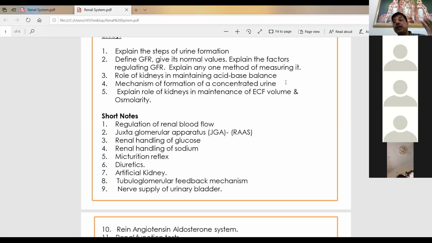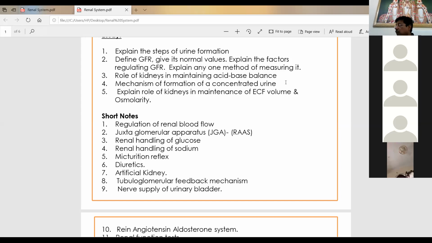Endocrine hormonal function. Endocrine function. What is that endocrine function? Renin, then erythropoietin, then prostaglandins. Okay, if you are clever, you'll also tell hemopoietic function. To add one more point, it helps in production of RBCs by secreting erythropoietin. Then any other function of the kidney?